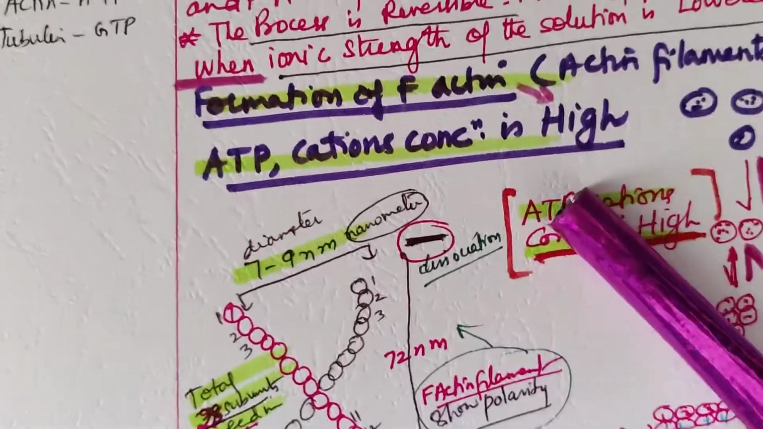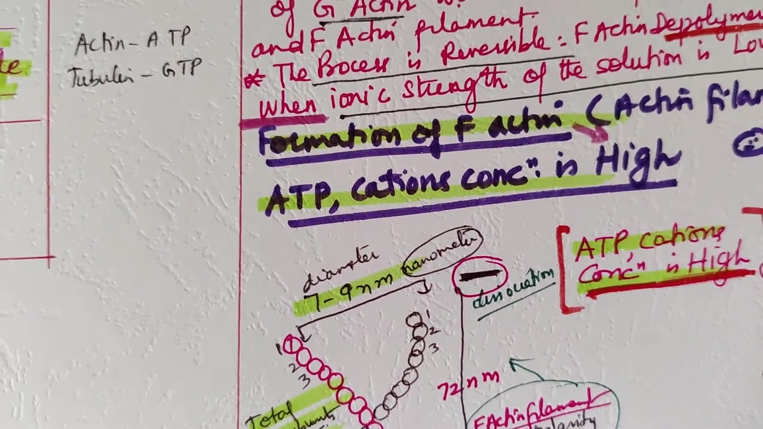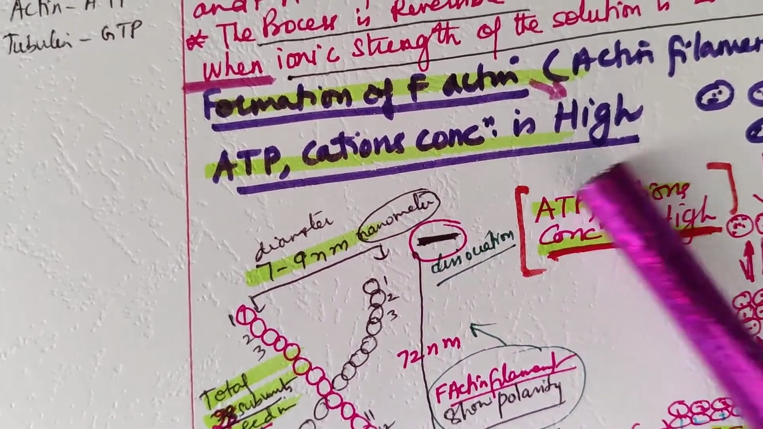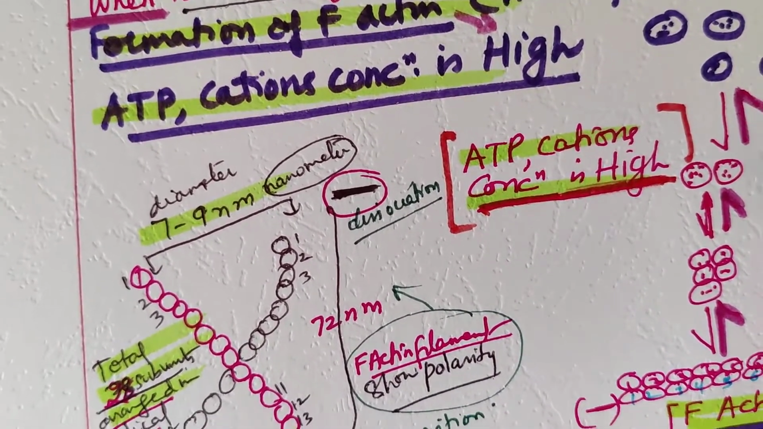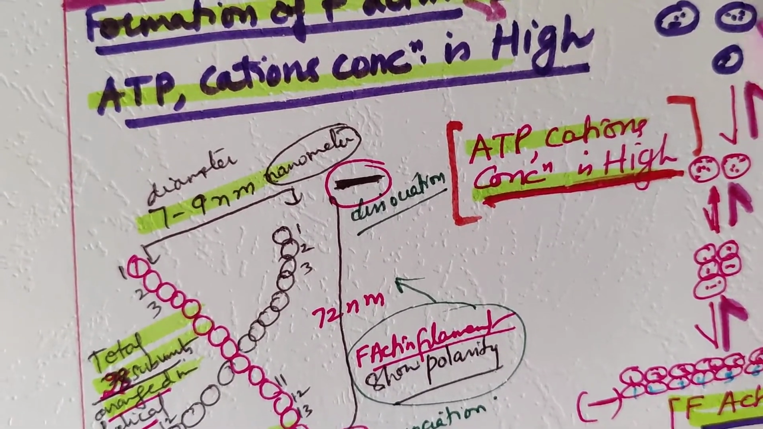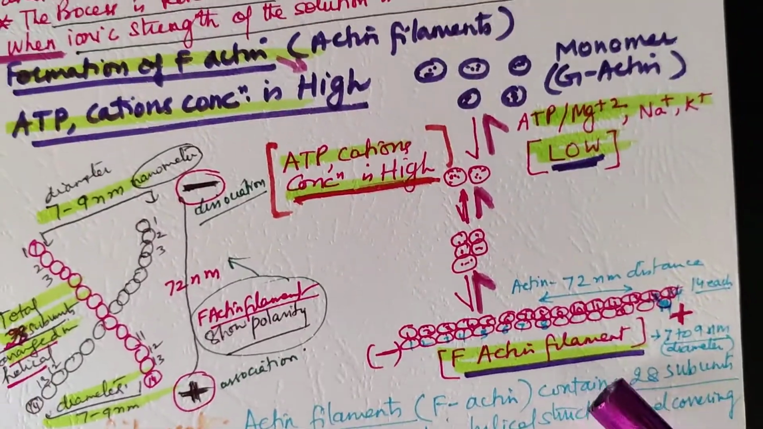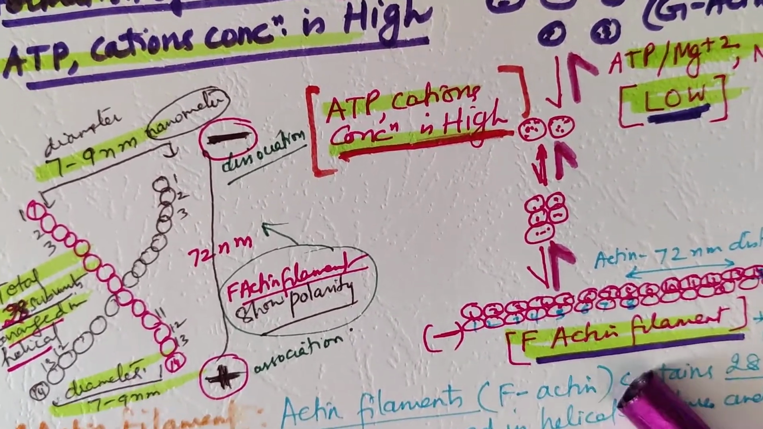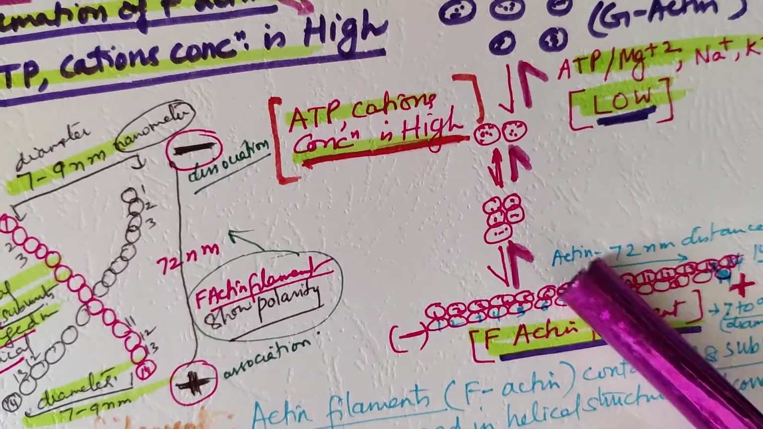Formation of F-actin, the actin filaments: when the ATP and cation concentration is high, F-actin is formed. When ATP, Mg2+ and Na+, K+ concentration is low, the monomers exist as G-actin. And here the F-actin is shown. When the concentration is more, F-actin will be formed and polymerization will take place. So this is a reversible process shown here.